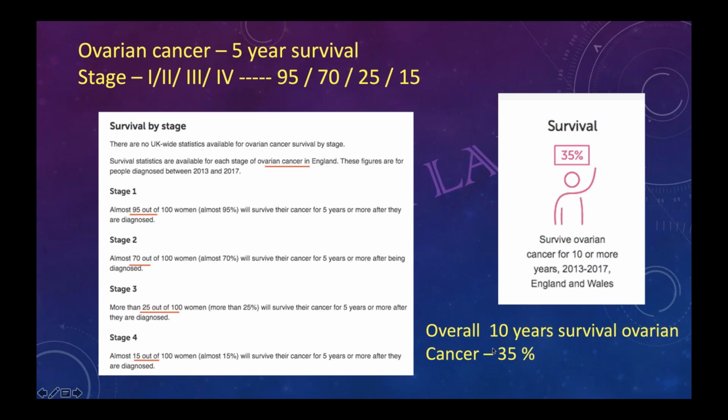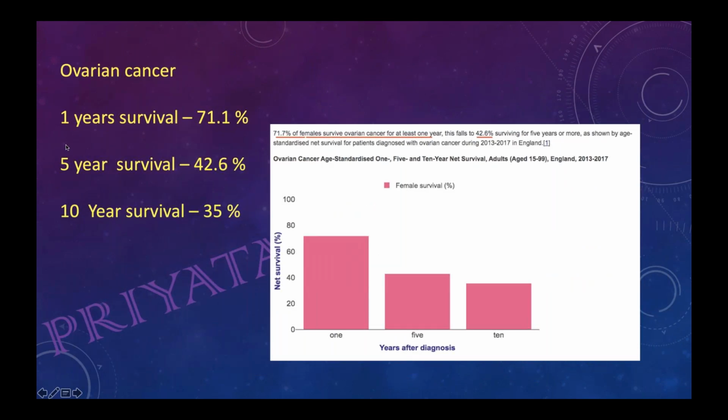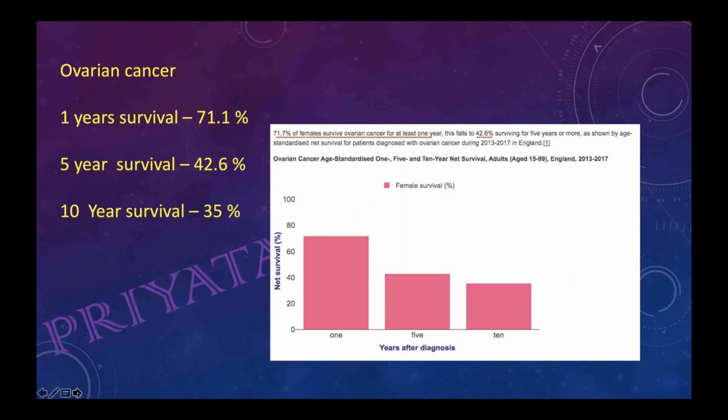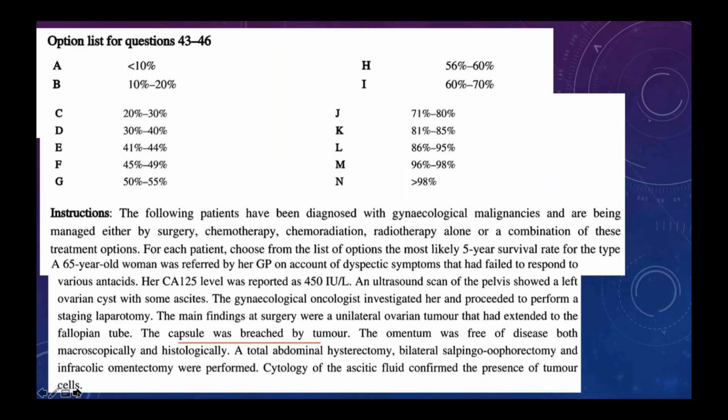Now this is a 10-year survival. 10-year survival is 35%. This number you have to remember. Questions start coming from here. These days, 1-year survival is also coming. So ovarian cancer, 1-year survival 71%, 5-year survival 42%, 10-year survival 35%. And this is the survival with the stages 1, 2, 3, and 4 of 95, 70, 25, and 15. This all data is from Cancer Research UK.